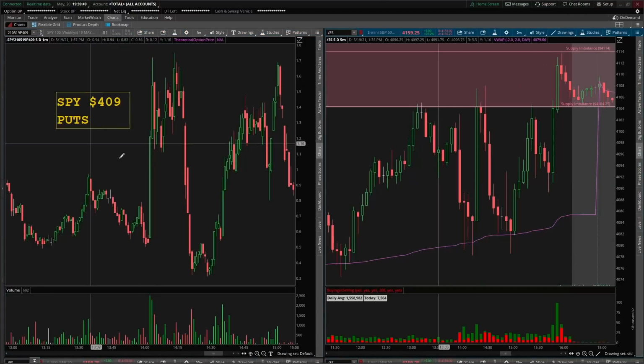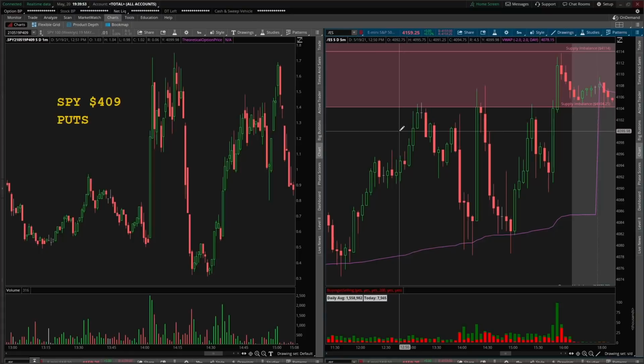On the left, I've loaded up the SPY 409 puts, and on the right, we have the same S&P 500 chart when we hit supply. And again, for those that are new, we need to wait for price to respond, and we need valid confirmation in order for us to take a trade at a supply or demand imbalance. Just because we're at a zone doesn't mean we have to take the trade. These aren't magic. These are just areas we need to gauge participation.